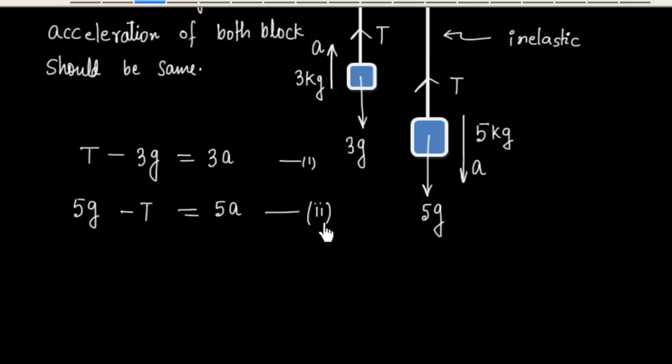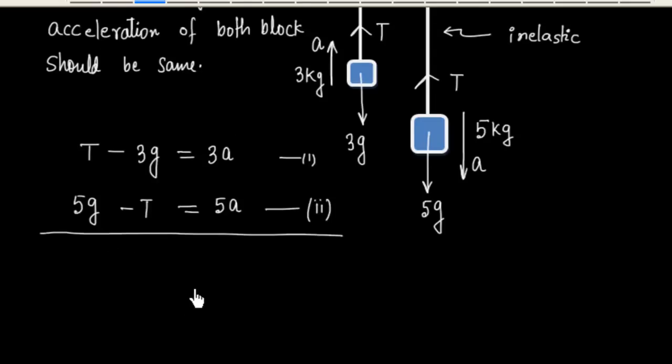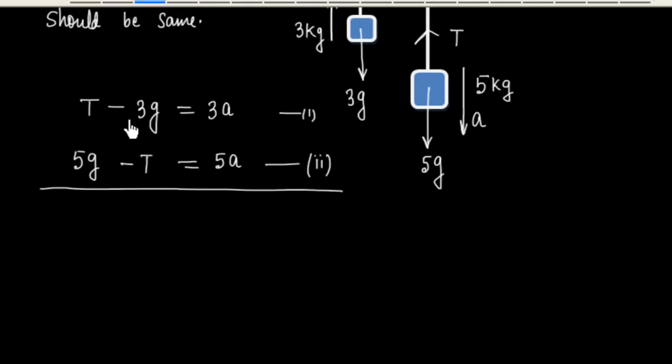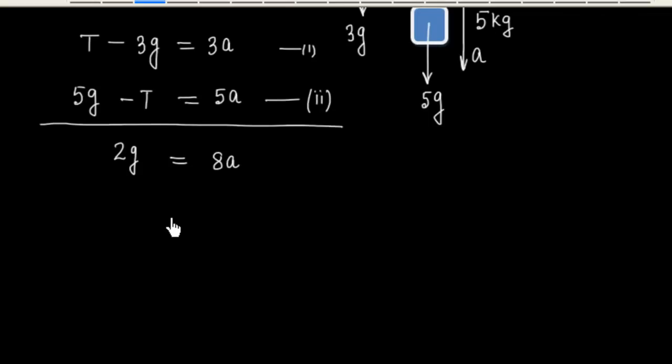Now we can solve these two equations. Let us add these two equations. So T cancels out, and 5g minus 3g, that is 2g, is equal to 8a. So the acceleration will be g by 4 meter per second square.